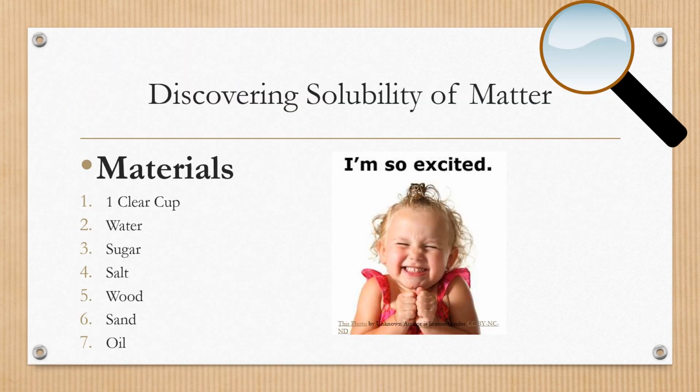Today, we will be doing an experiment discovering the solubility of matter. Remember that if you want to do this at home, to ask permission from your parents first and make sure they're present while you're doing this experiment. The materials that I will be using are 1 clear cup, water, 1 spoonful of sugar, salt, sand, oil, a piece of wood, it could be a wooden block or a pencil.